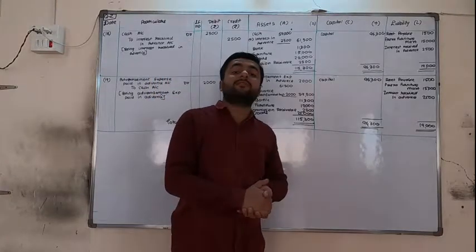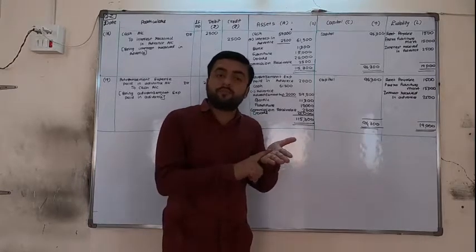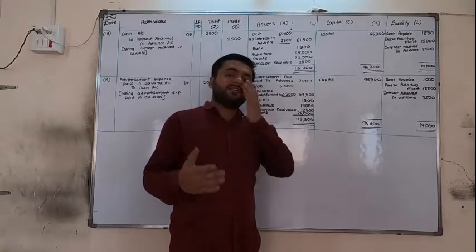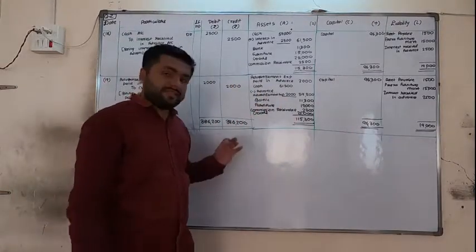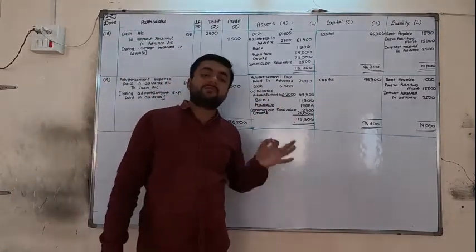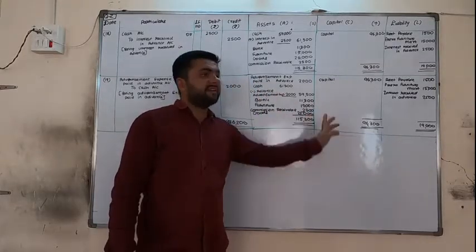What is credited is our liability, for these expenses and incomes which are in advance or prepaid or outstanding or anything. So a simple rule I will give now. When the expenses or incomes are advance or outstanding or prepaid, then if they are debited, they are our asset. If they are credited, they are liability.